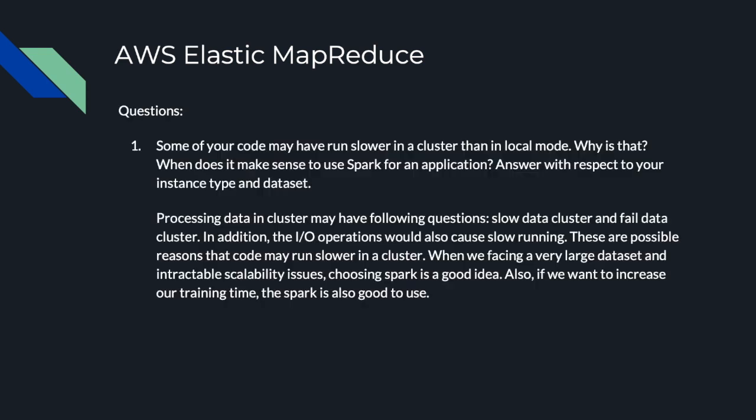So question 1: some of your code may have run slower in a cluster than in local mode. Why is that? And when does it make sense to use Spark for an application? The answer is, first, processing data in a cluster may have the following problems: slow data transfer and failed data transfer. In addition, I/O operations could also cause slow writing. These are possible reasons that code may run slower in a cluster.